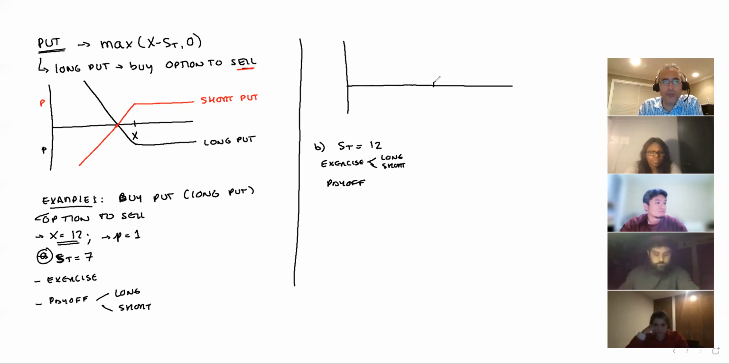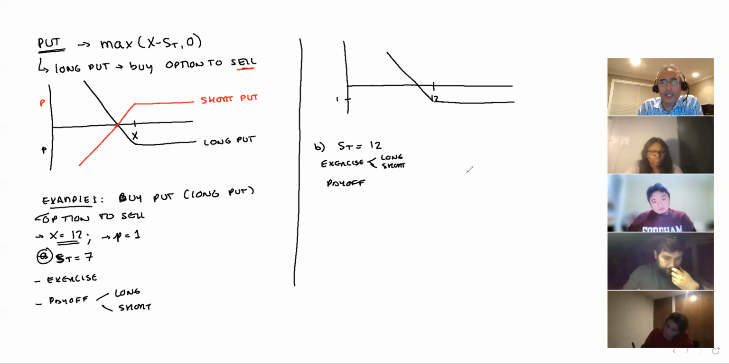I know my strike price is 12. I know that I have a short. The price of my short is 1. So 1 is around here. If you remember, the graph is going to be like that. Correct? And then what it says is that the market price is 7.